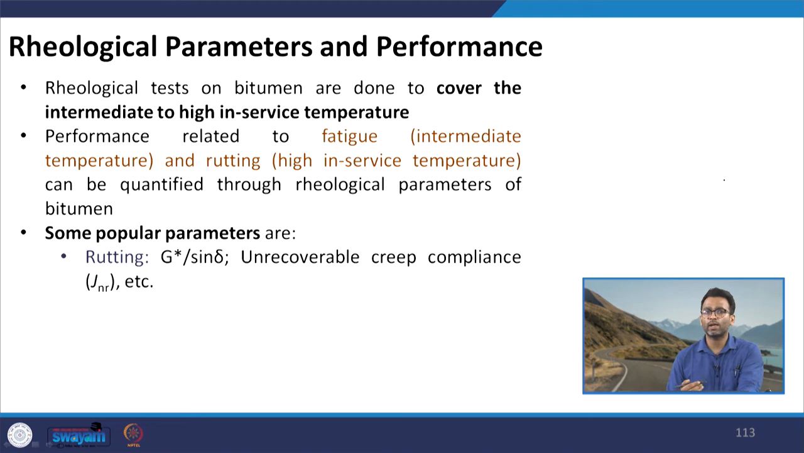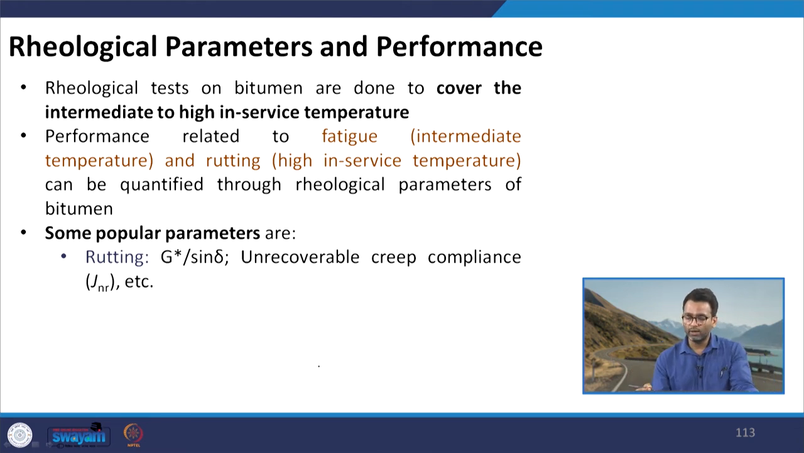G star by sine delta is a parameter which was initially developed while the SuperPave performance grade specification was being developed through the SHRP program. They found that if they can put a check on the value of G star by sine delta, they can control the occurrence of rutting in the field. All right. So, G star by sine delta is a parameter correlated with the occurrence of rutting, and before we move forward, let us have a look at why G star by sine delta was actually taken.